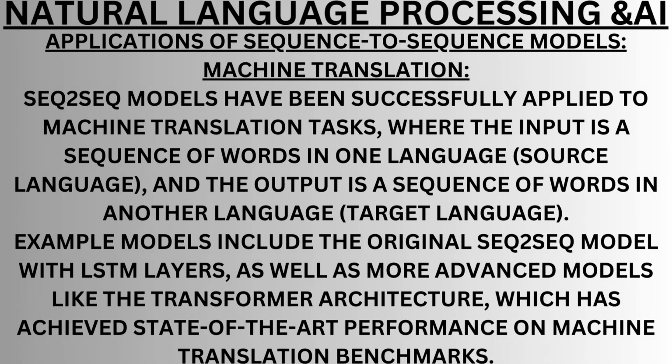Applications of sequence-to-sequence models. Machine translation. Sequence-to-sequence models have been successfully applied to machine translation tasks, where the input is a sequence of words in one language, the source language, and the output is a sequence of words in another language, the target language. Example models include the original sequence-to-sequence model with LSTM layers, as well as more advanced models like the transformer architecture, which has achieved state-of-the-art performance on machine translation benchmarks.